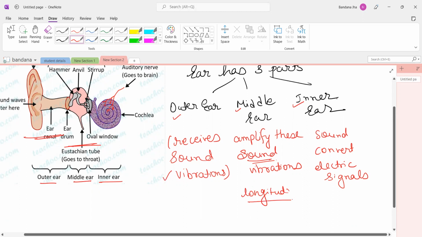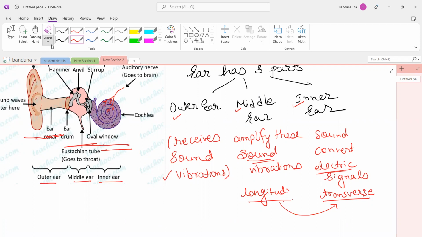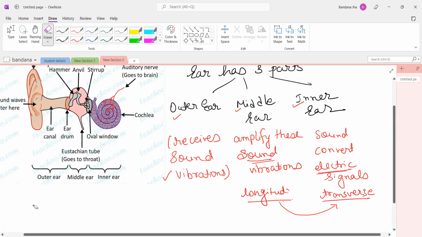In the inner ear, our brain is receiving what type of signals? Electrical signals, because our brain works on electrical signals, right? So now, electrical signals are in which type of waves? Transverse waves. So longitudinal waves are converted into transverse waves, in which part of the ear? In the inner part of the ear. Clear? Fine. Now, these are the parts of the ear.